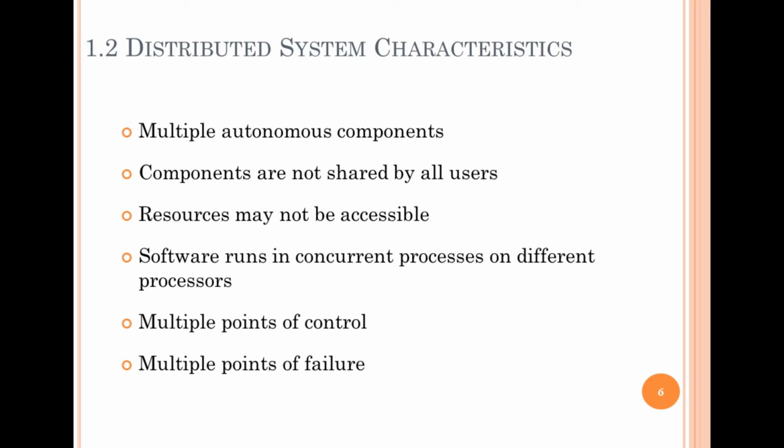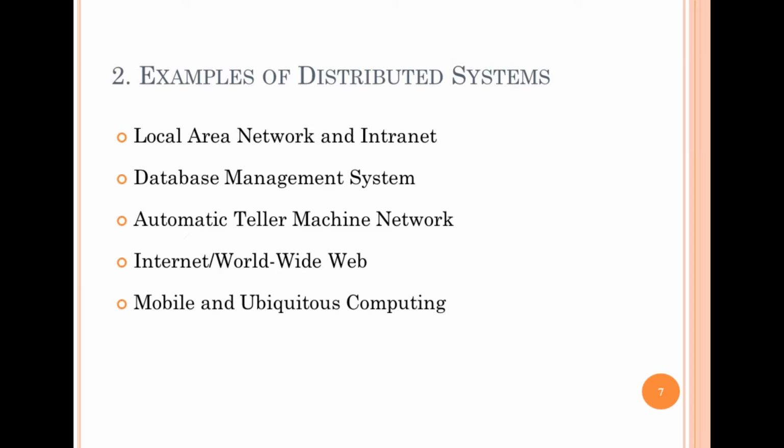So these are the distributed system characteristics. First one is multiple autonomous components. Second one is components are not shared by all users. Third one is resources may not be accessible. Fourth one is software running concurrent processes on different processors. Fifth one is multiple points of control, and the last one is again multiple points of failure.